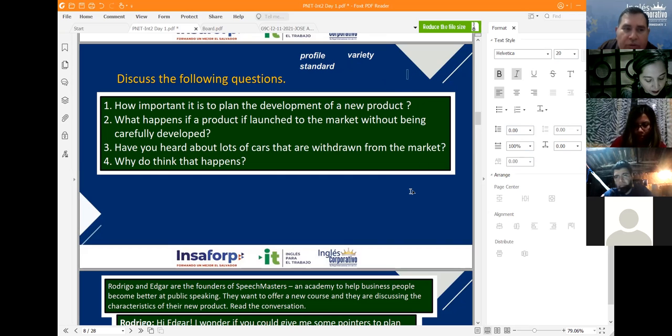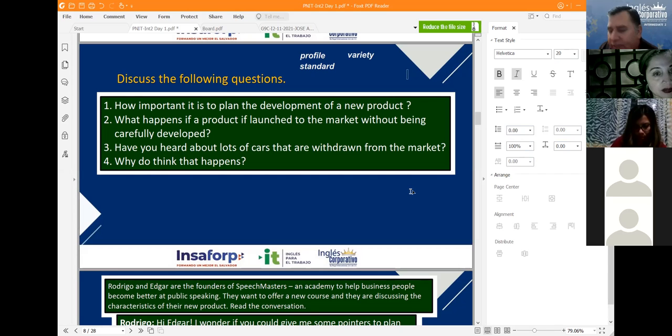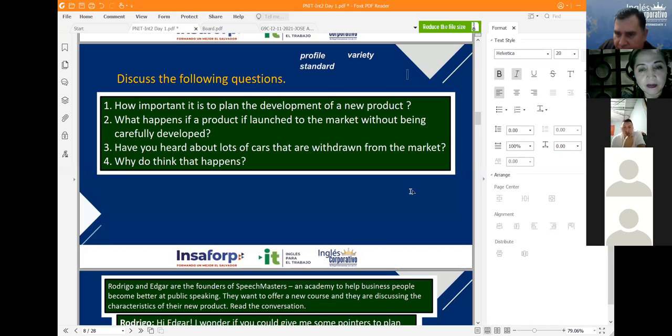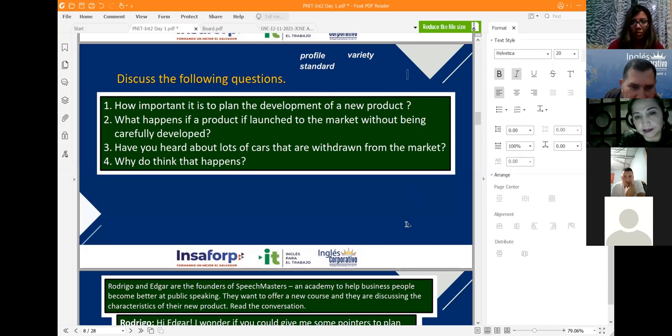Let's get to question number two. What happens if a product is launched to the market without being carefully developed? Okay, I'm going to say it like this. What happens if we create a product that was not strictly planned step by step, and we launch it into the market? What will happen? Opinions? What do you think will happen then? Okay, yes, Karina, tell me.